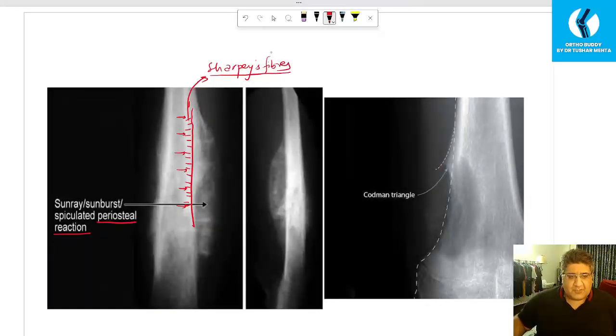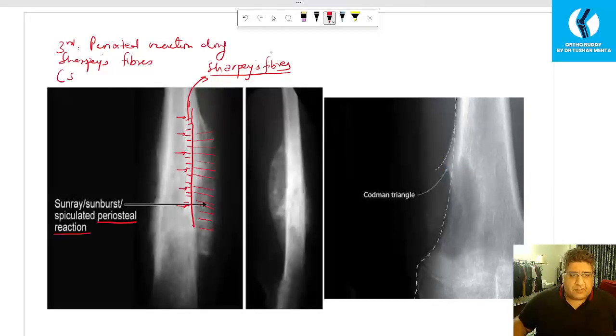Now, if you see a periosteal reaction along these Sharpey's fibers, this kind of periosteal reaction is a spiculated interrupted periosteal reaction, and that looks as if the sun rays are coming out of the sun or the sun has burst. So, I will say that the third P is the periosteal reaction. It is typically a periosteal reaction along the Sharpey's fibers, and this is called the sun ray or the sunburst appearance.